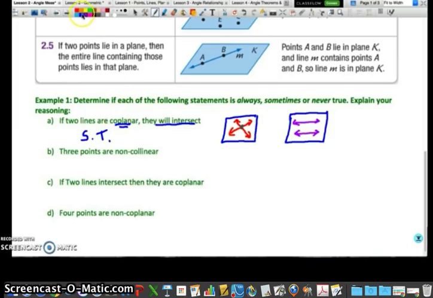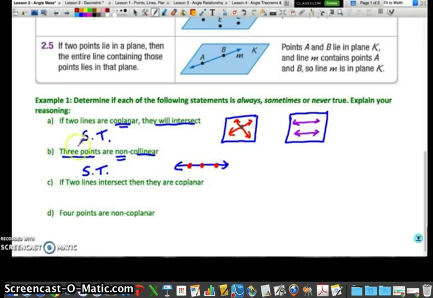Okay, to the next question. 3 points are non-collinear. That means if you have 3 points, they do not share the same line. This, of course, is also sometimes true. You may have the following instance. You may have a line which contains the 3 points.